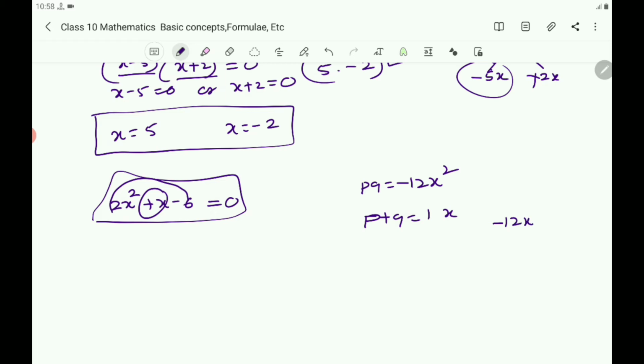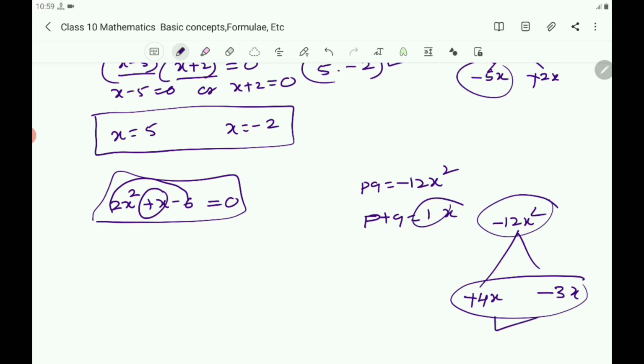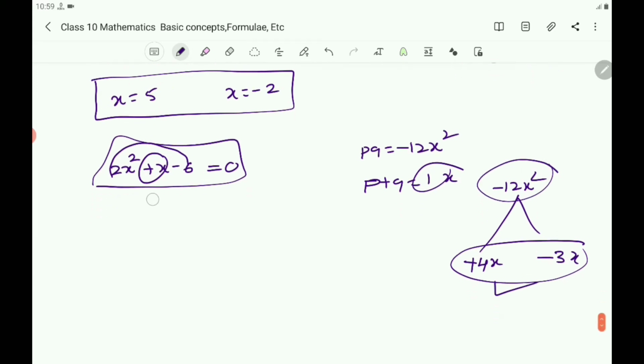So you take minus x square, the signs are plus and minus. The greater factor has the sign of the middle term. And in which table is 12 there? 6 2s are 12, 12 1s are 12, and also 4 3s are 12. Which one do we have to take? 4x and 3x, because 4x minus 3x is 1x and the product is 12x square. Here to find the factors you must know the tables perfectly, otherwise it is difficult to get the factors. So learn the tables perfectly.